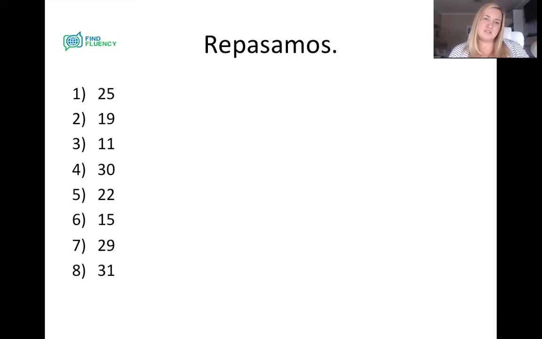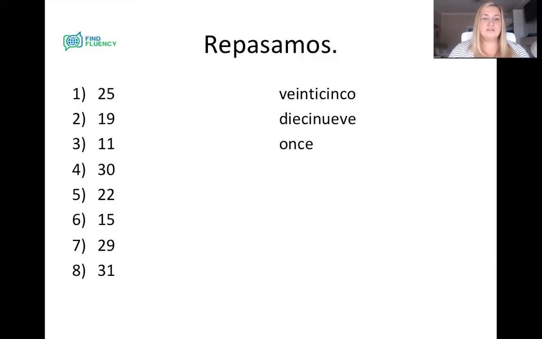So let's see, can you remember these ones? 25, 19, ¿qué pensamos? What do we think? So 25, you don't have to write these down, just have a think and see if you can remember how to say them. So 25. Second one, 19, ¿cómo se dice? How do we say that one? It is 19. 11, quite a simple one. 30, ¿cómo se dice? How do we say that? 30. Number 5 is 22, ¿cómo se dice? Can we remember it? 22.